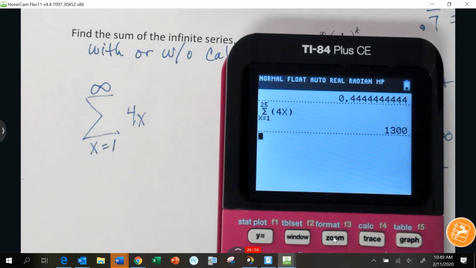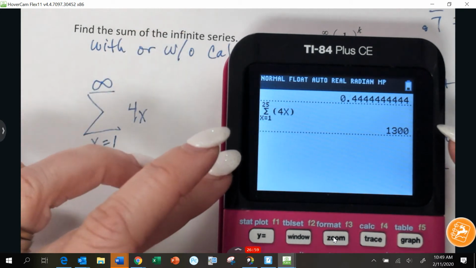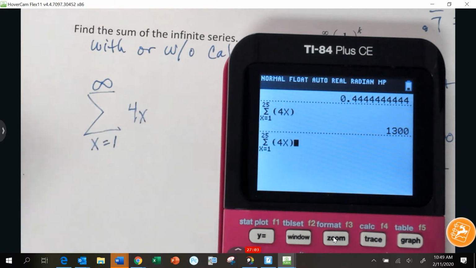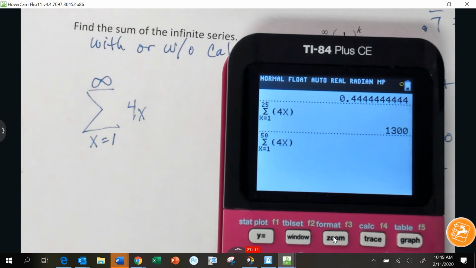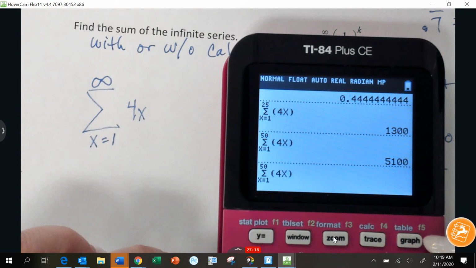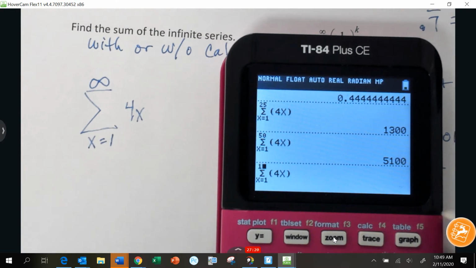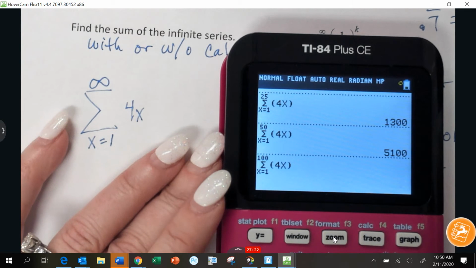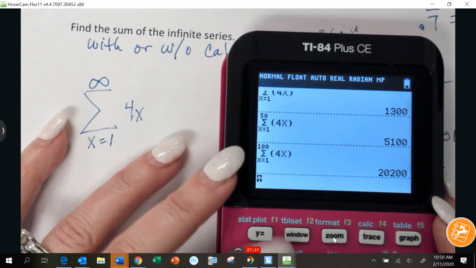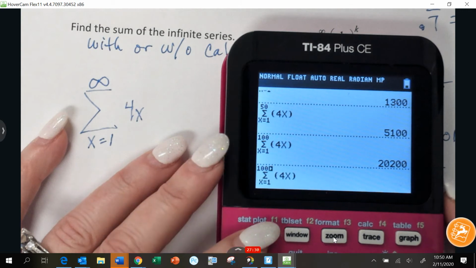25 is 1,300. To get that again, I don't want to retype all that in. You can do second enter, and it pops the exact same thing up again, but now I'm going to change the top number to, how about 50? And now it's 5,100. So I'm going to change it again. Second enter gets the same question. How about 100? It doesn't look like it's getting very big, so... 20,200.